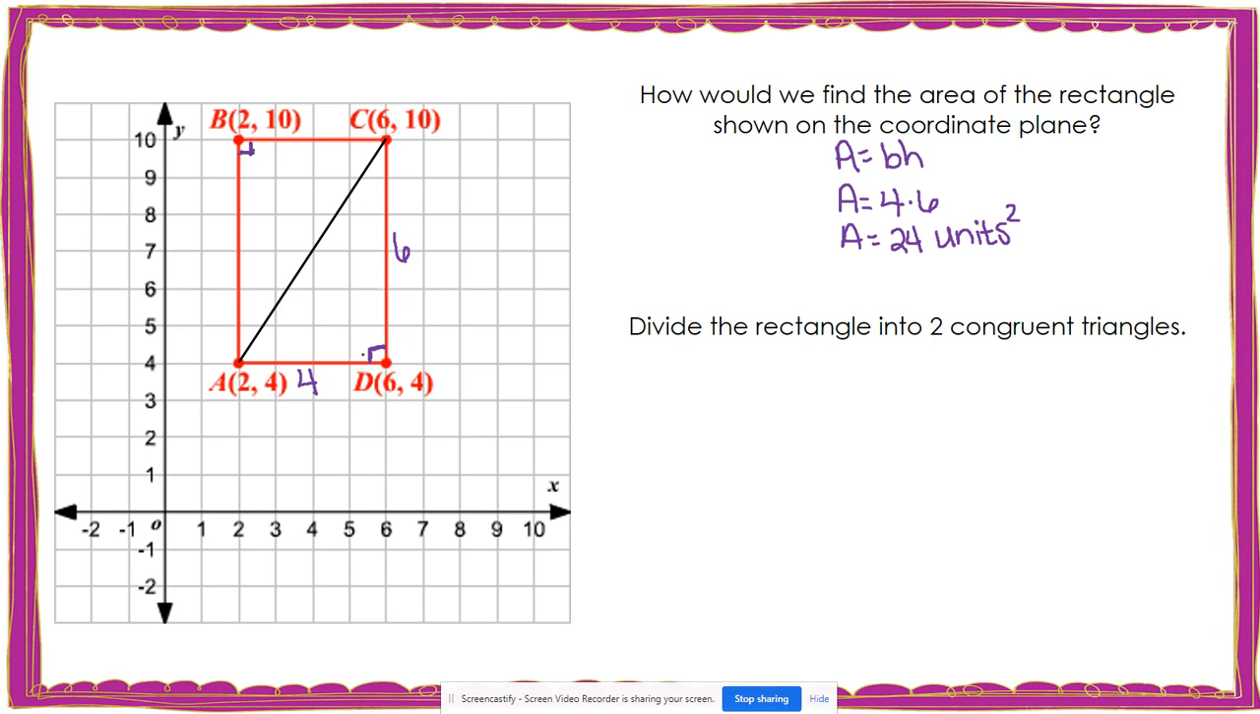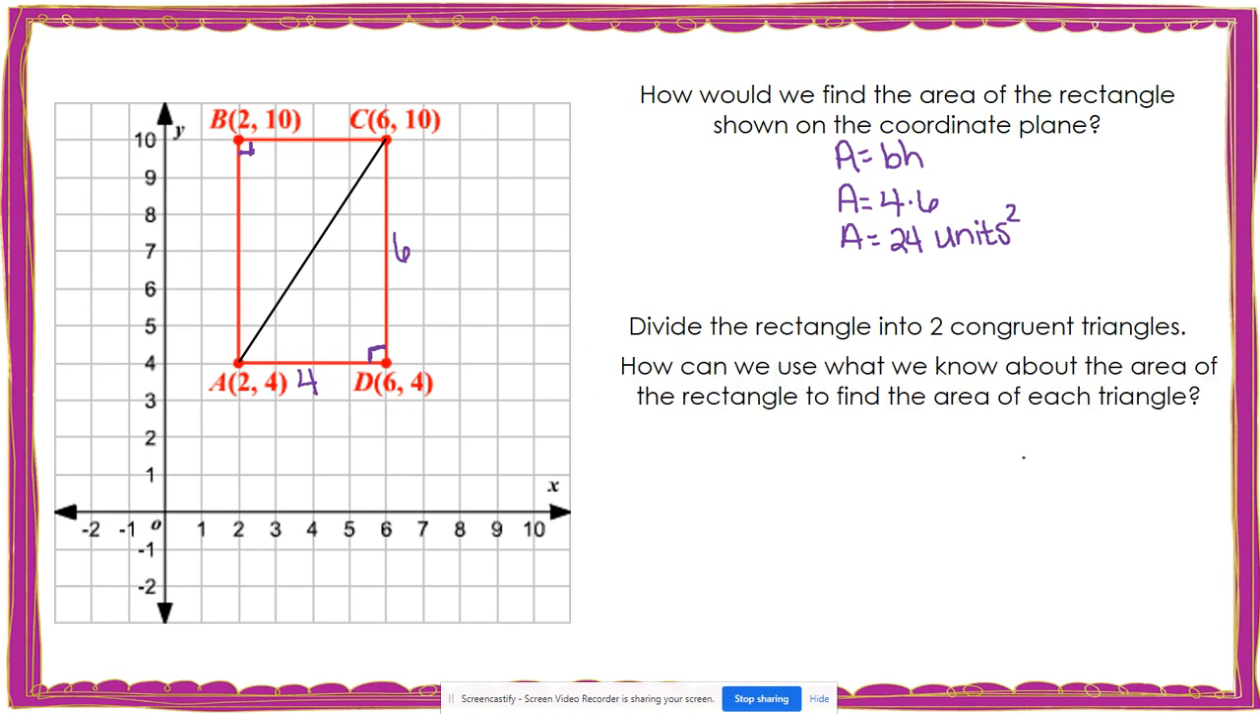So that means that this triangle and this triangle both have a 90-degree angle, which makes both of them right triangles. Now, how can we use what we know about the area of the rectangle to find the area of each triangle? I know that the area of this whole thing is 24. But now I only want to find the area of part of it, or half of it, because I split this into two congruent parts. So I know that I can take what I did here with the area of the rectangle, and I can just divide it by 2.